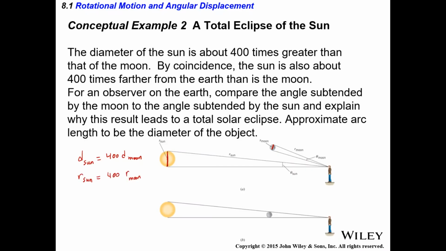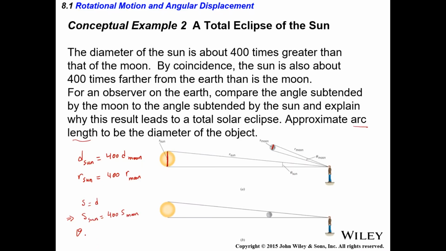For an observer on the Earth, compare the angle subtended by the moon to the angle subtended by the sun and explain why this result leads to a total solar eclipse. Approximate the arc length to be equal to the diameter of the object. Okay, this is an important comment. We're taking S to be equal to the diameter. So we can deduce that S of the sun is 400 times S of the moon. And we want to find the angle theta.